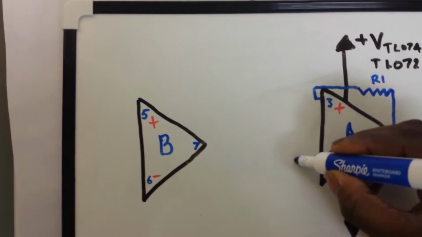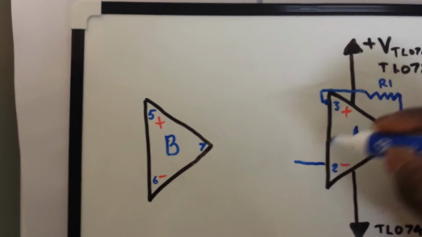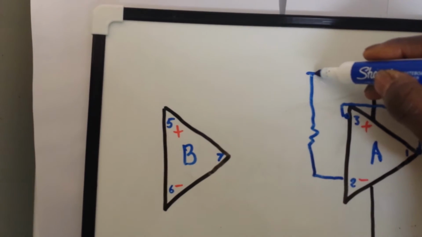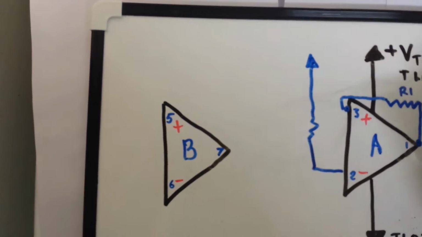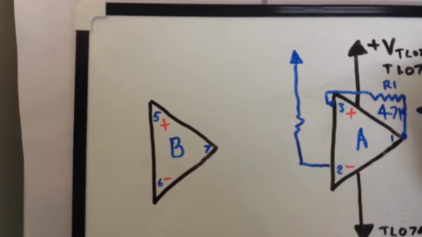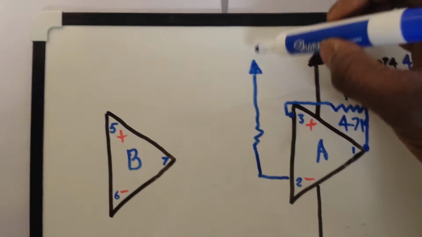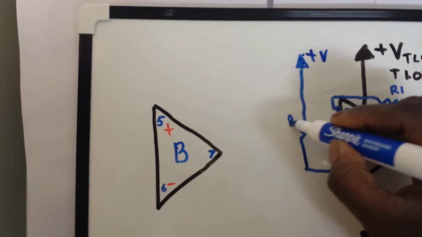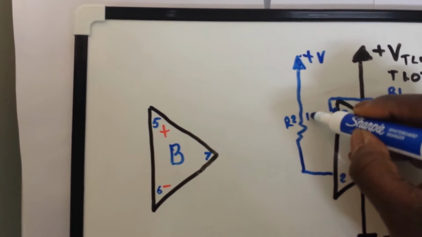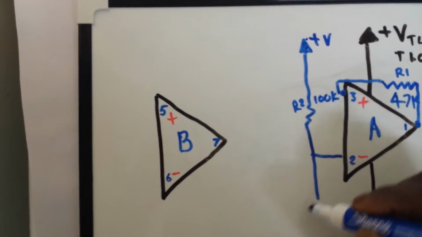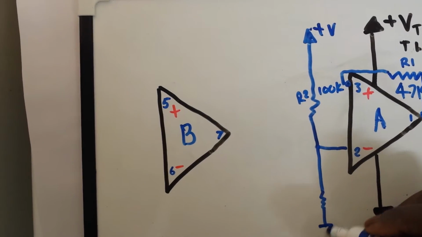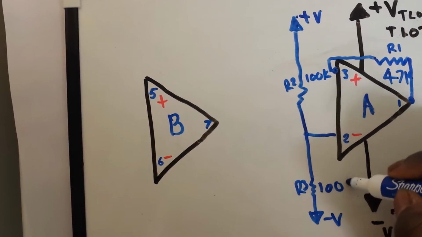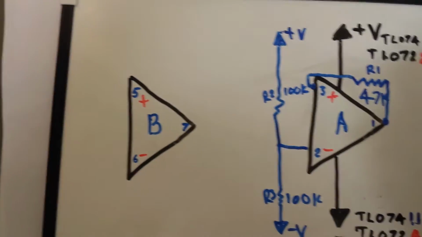Now, same as we did in the previous, or should I say in part 1, we'll have 100k resistors for voltage dividers. So this will be our plus voltage, and we'll call this R2, and we have 100k, and R3, we're going to make it 100k as well.